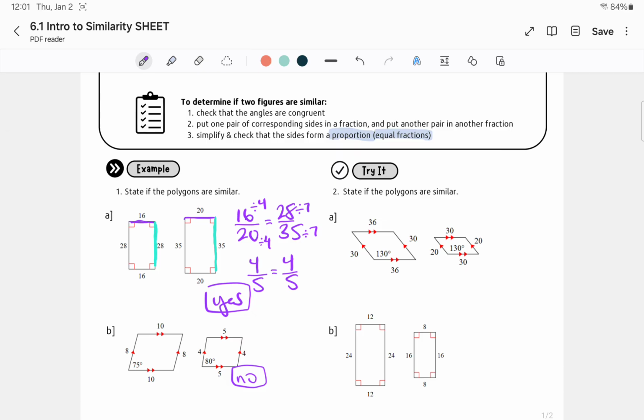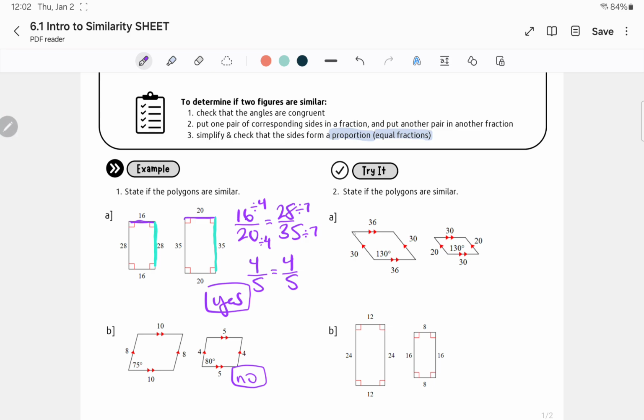So check the angles first and then go on to the sides. Right? So now go ahead and pause and try number 2, letter A and letter B on your own. All right, let's go over the answer to letter A. So I check my angles, 130 and 130. So there we go. It's the same parallelogram. And now I can check the sides now.